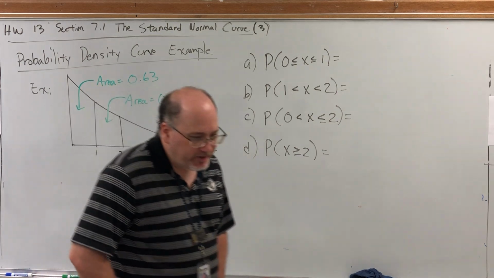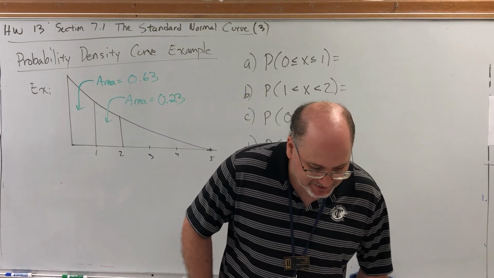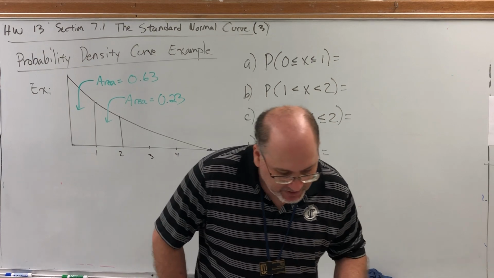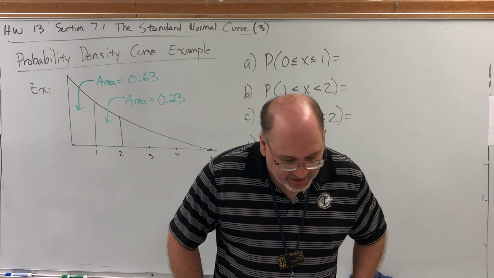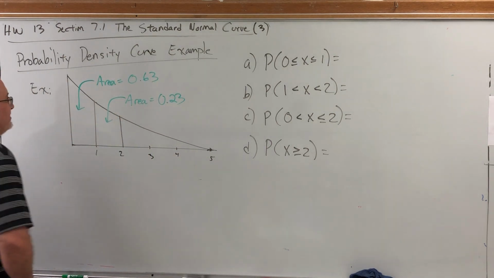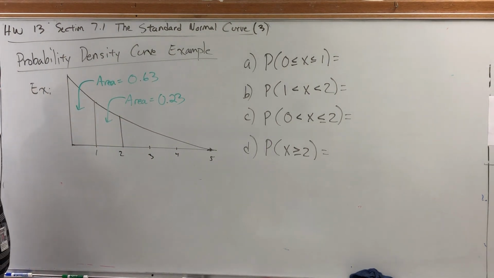This is in the book. It is on page 296. It is actually a check your understanding question, so the answers are in the book. We have a probability density curve that doesn't look like the one we saw before.